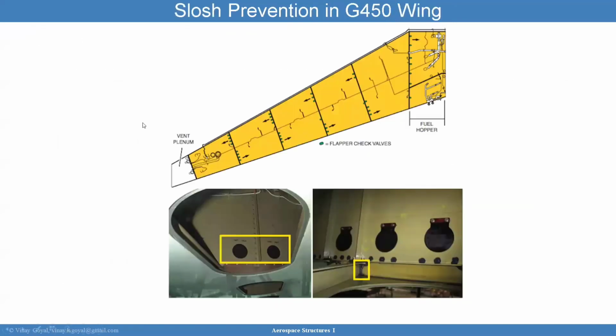Here, you see flapper check valves that are used, and that prevents sloshing in, say, the G450 wing. Here's a fuel hopper. Here's a vent plenum. And then you have the flapper check valves, and these are the flapper check valves here that prevent the backflow that could be detrimental.